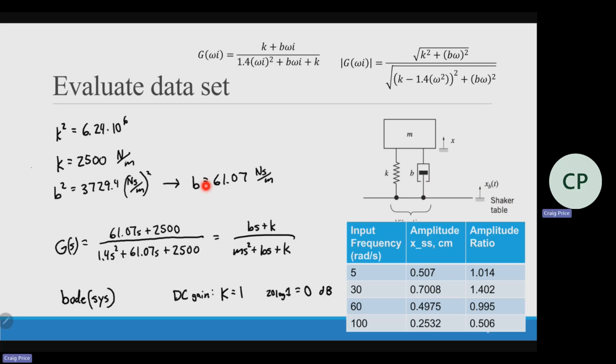And then you're going to see a bump. That's going to be close to 30 radians per second. And then it goes down after that. So you need to have practice, like you have for the denominator.